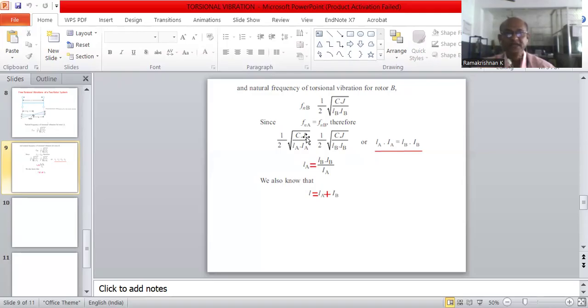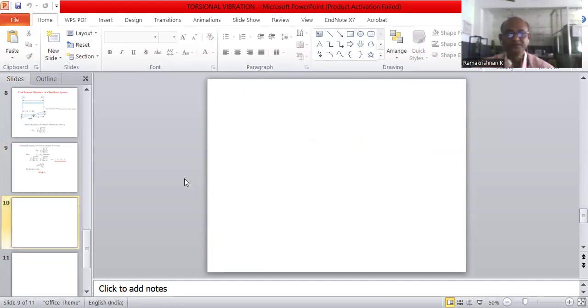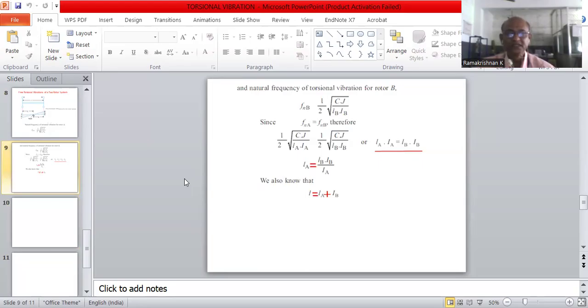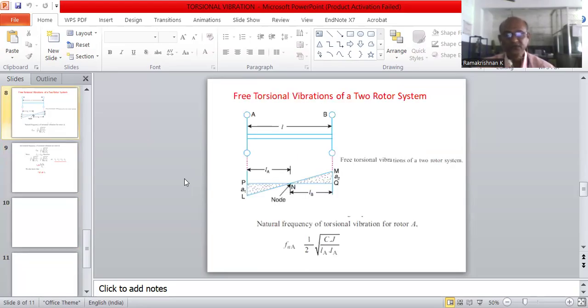Again, the two rotors must have the same frequency. So equating the frequencies of rotors A and B, Fn A equal to Fn B. Neglecting the common terms C and J, we have the equation LA into Ia equal to LB into Ib. From that equation, the nodal distance can be found, and the lengths LA and LB can also be known. So this is the single rotor system and the two rotor system.